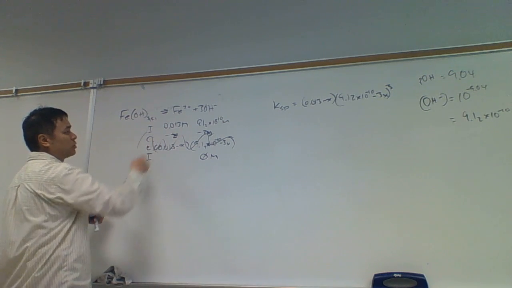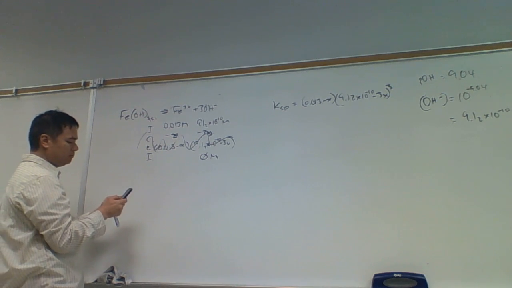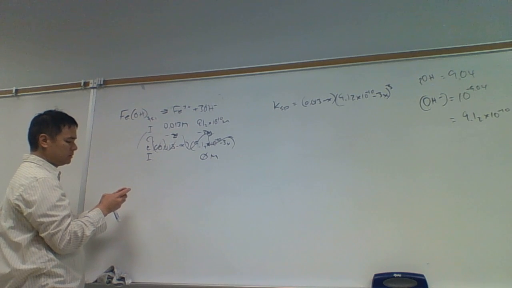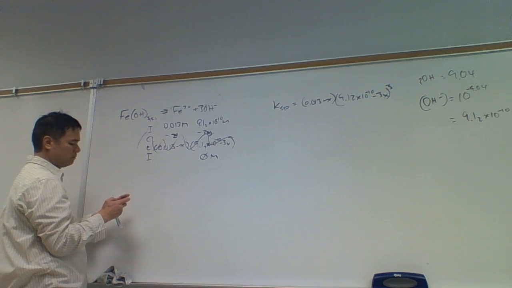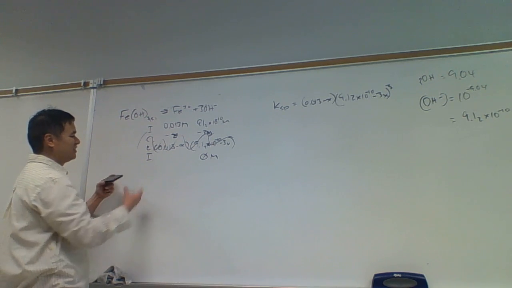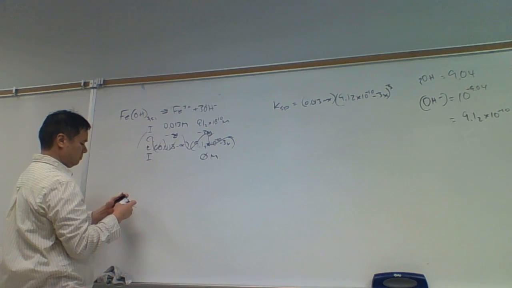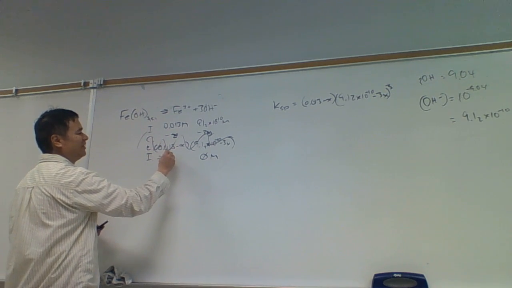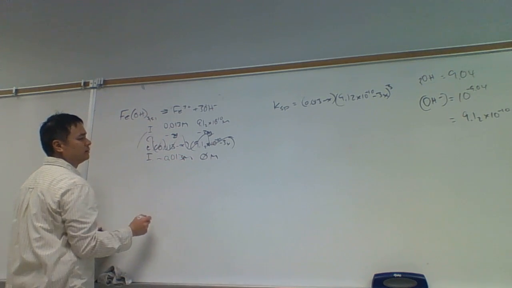Then subtract that from 0.013. So we go 0.013 minus 3.04 times 10 to the minus 10, and that's basically going to come out to 0.013. It doesn't really change it. It's such a small amount.